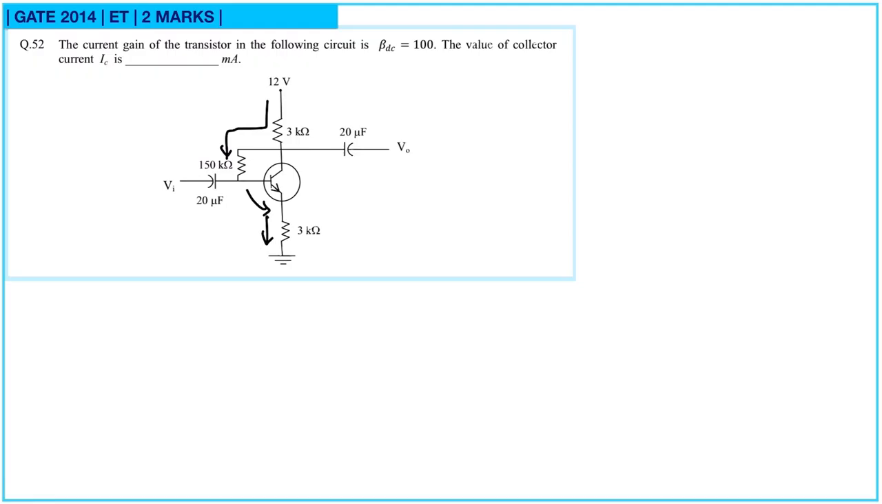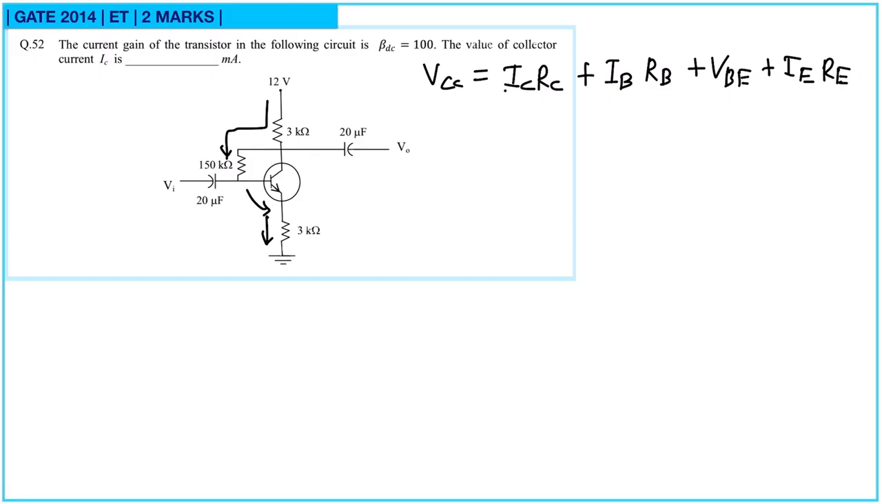So for this path, VCC is equal to the voltage across IC RC plus the voltage across this base resistance, and the current flowing through it is IB. So IB RB plus VBE, the voltage across the base emitter junction, plus IE RE. And we have IE is equal to beta times IB.